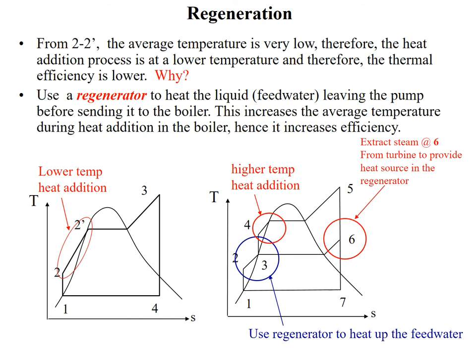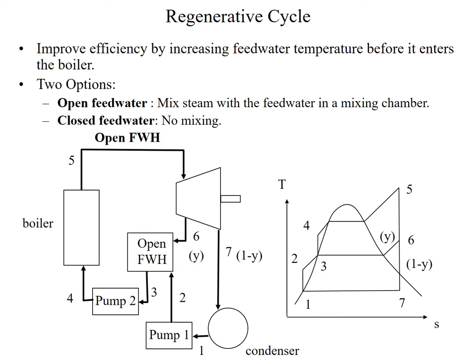So we are going to add heat in the regeneration. The regeneration process will have two types: open feed heater and closed feed heater. This regeneration mainly increases the efficiency through the feed water heater. Open feed heater means you are mixing the feed water in a mixing chamber, but in a closed feed water heater there is no mixing. We'll discuss that one by one.